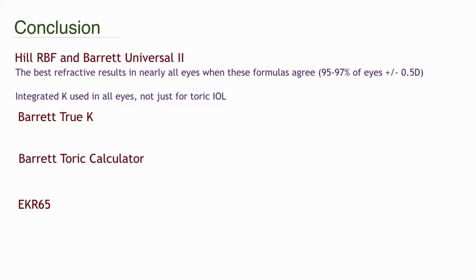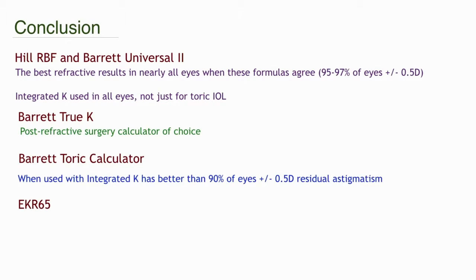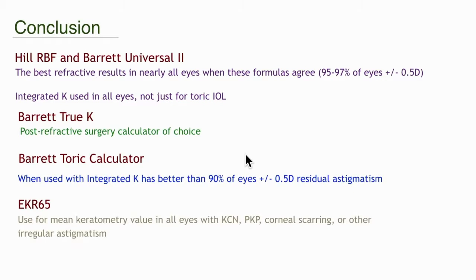So to conclude, in my practice, I use Hill and Barrett, and when they agree and all validation criteria are met, including using the integrated K, I'm at 95 to 97% of eyes within a half a diopter. The True K is my choice for refractive surgery eyes. The toric calculator with the integrated K is better than 90%, and EKR65 for abnormal corneas. Thank you very much. I appreciate your time.